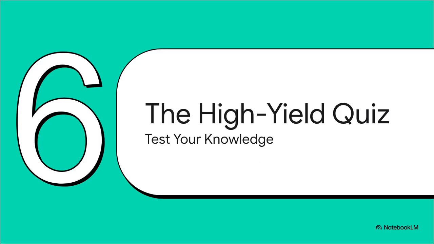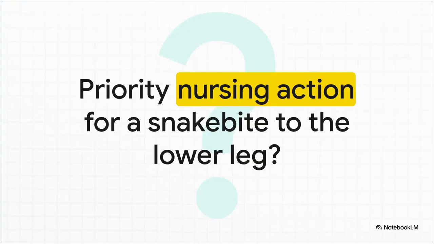Section 6. The high-yield quiz. Time to see what's stuck. Question 1. What is the priority nursing action for a client who just sustained a snake bite to the lower leg? Is it A, apply ice to the bite, B, incise and suck the wound, C, rest and keep extremity below heart level, or D, apply a tight tourniquet? Think about what we just covered.